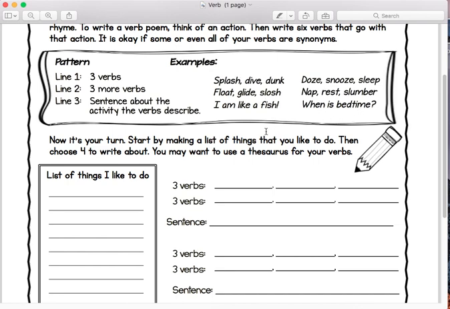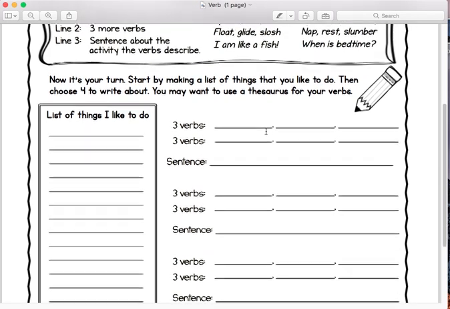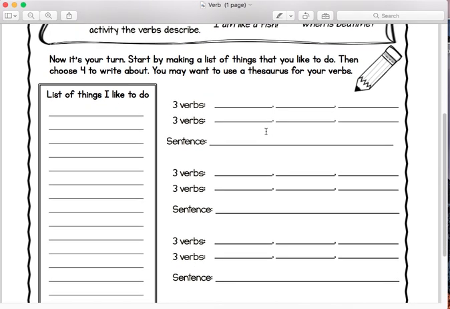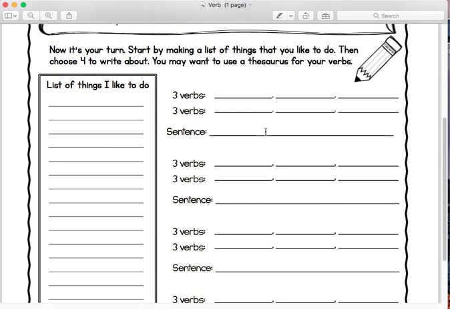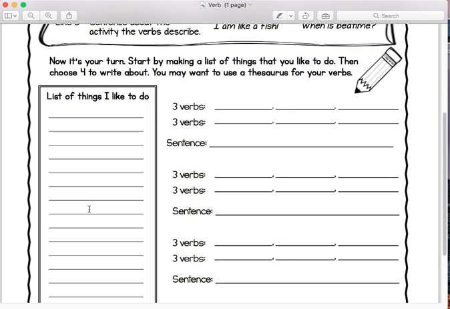So now what they're suggesting you do is to start by making a list of all the things that you like to do. And then you can write a couple of these verb poems yourself. You don't have to do all 4, just do 2. But start making a list of the actions you like to do right here, kind of as a brainstorm activity. And then follow the pattern.